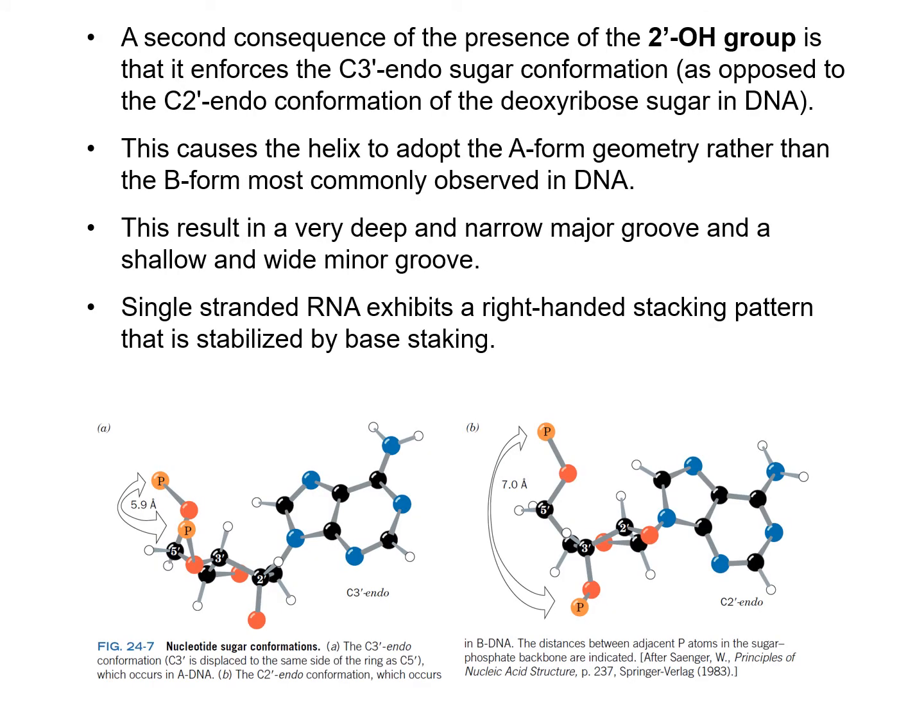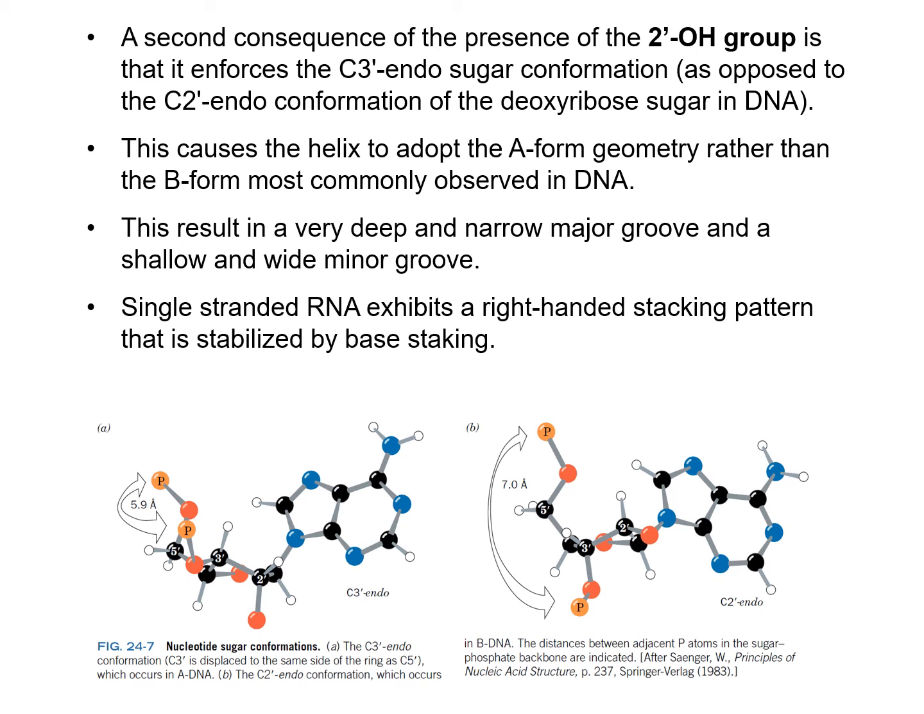A second consequence of the presence of the 2' carbon hydroxyl group is that it enforces the C3' endo sugar conformation, as opposed to the C2' endo conformation of the deoxyribose sugar in DNA. And this causes the helix to adopt the A form geometry rather than the B form that is most commonly observed in DNA. And this results in a very deep, narrow major groove and a shallow and wide minor groove that we discussed earlier in this lecture.